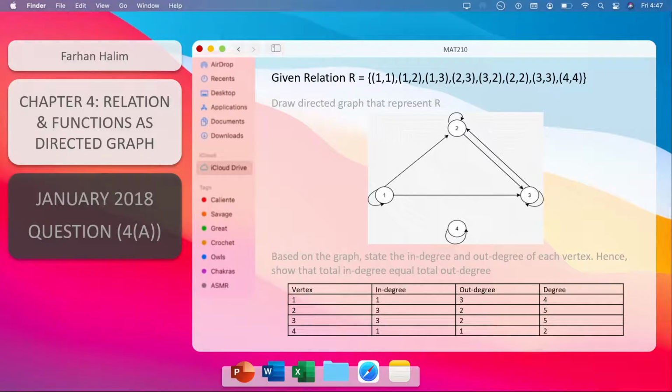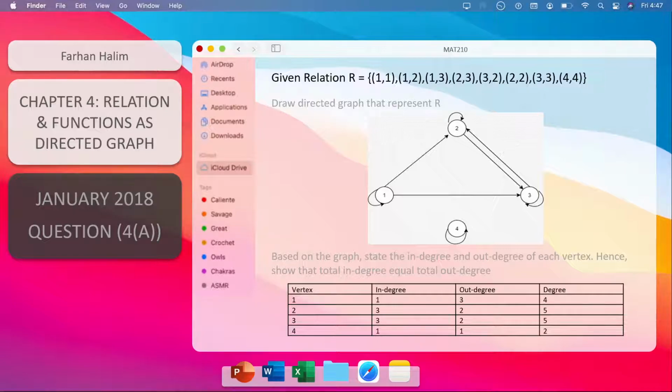Assalamualaikum. The past question that I chose is January 2018, question 4A. Based on the question, the given relation R is (1,1), (1,2), (1,3), (2,3), (3,2), (2,2), (3,3), and lastly (4,4). The question is to draw a directed graph that represents the relation R. So the graph that I have drawn is shown there.